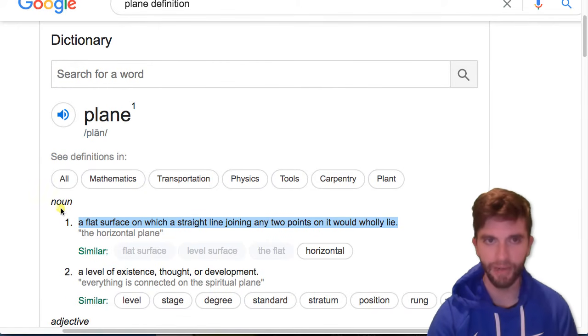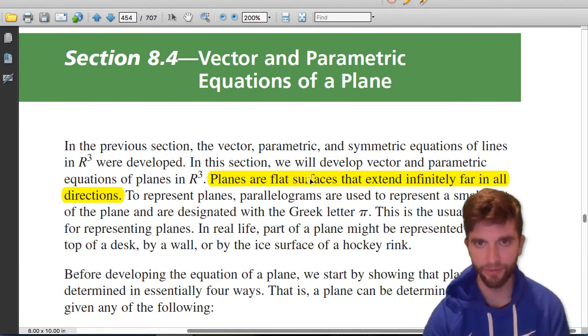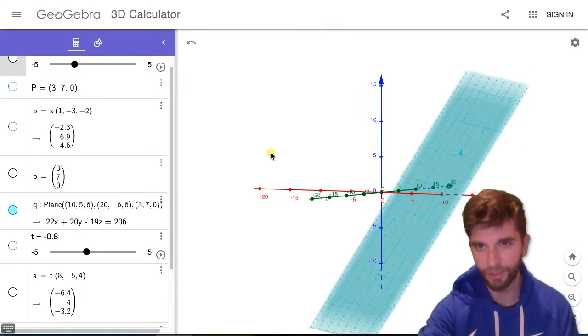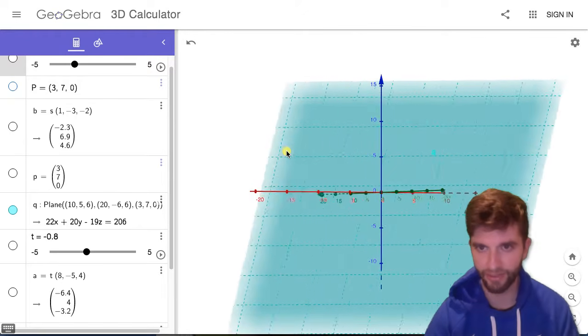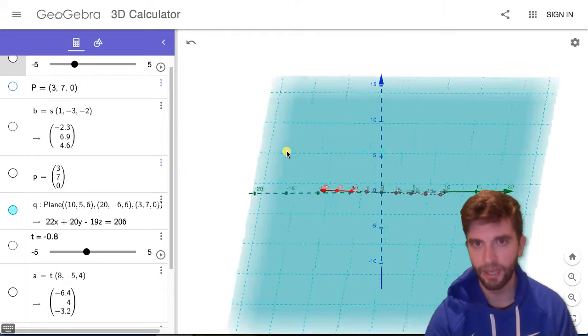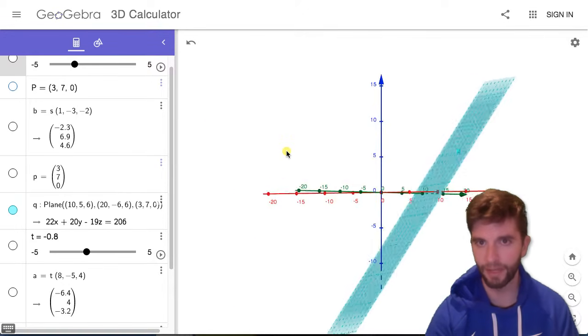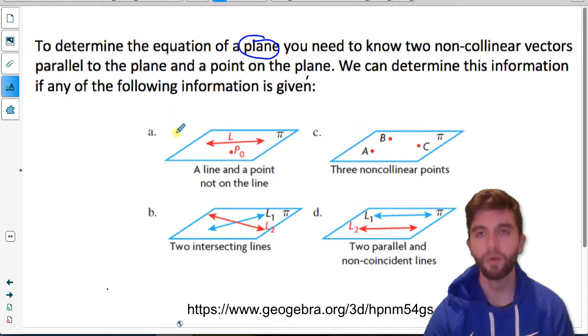Okay, let's see what a math textbook says. Here's a calculus and vectors text. It says, planes are flat surfaces that extend infinitely far in all directions. Okay, so those are the word definitions of what a plane is. It'll help if you see a diagram. Here in GeoGebra I have it showing you a plane. Notice that a plane is a flat surface that extends infinitely in all directions. And also, if we had 2 points on that plane and connected them with a line, that line would lie wholly on that plane.